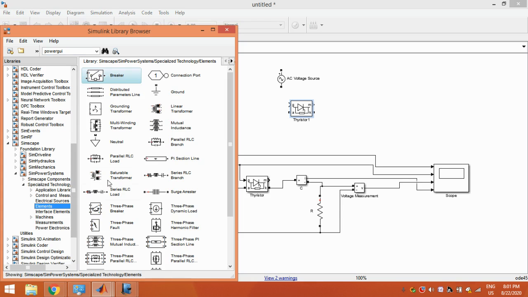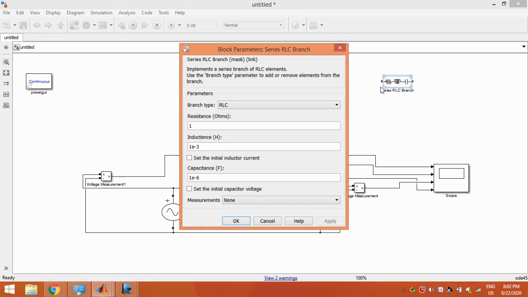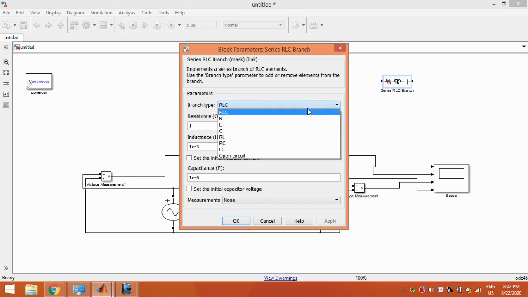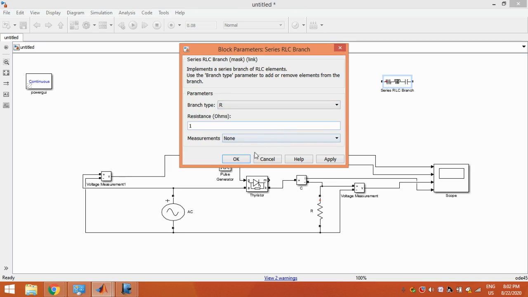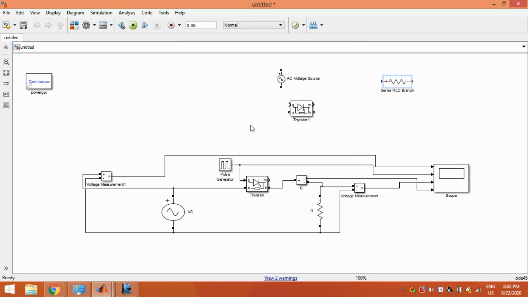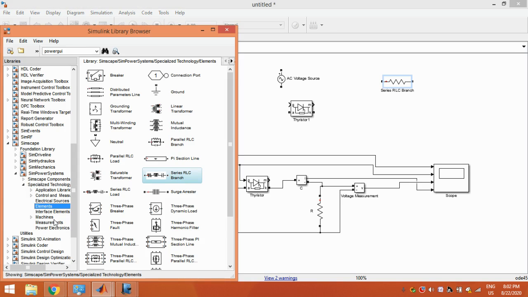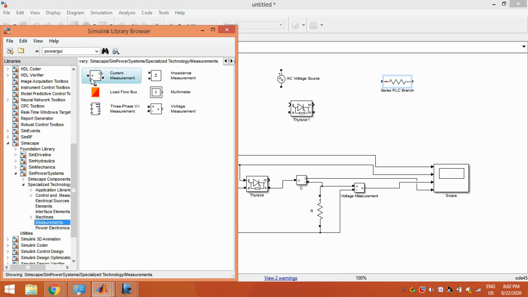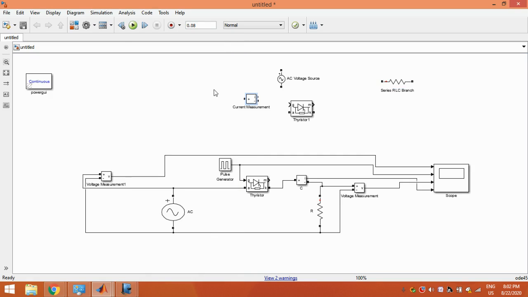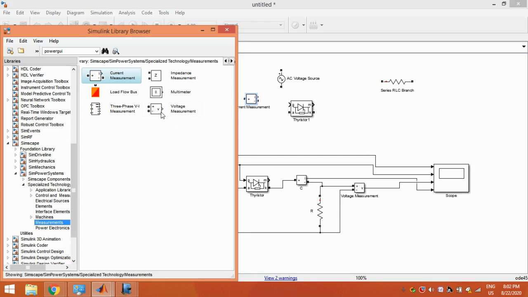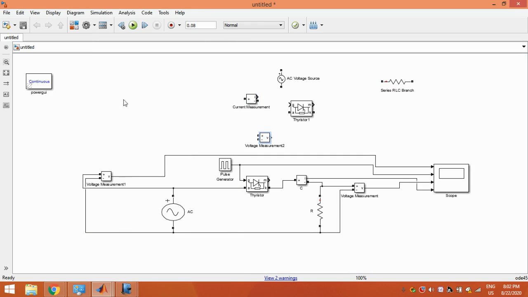resistance. You need to be careful. You should not take RLC load, rather you should take RLC branch. And if you only need an R load, change it into R load. That's fine. And then, of course, I need measuring instruments. So in measurements, I can see that I need current and voltage measurements. So I can take those couple of measuring devices.